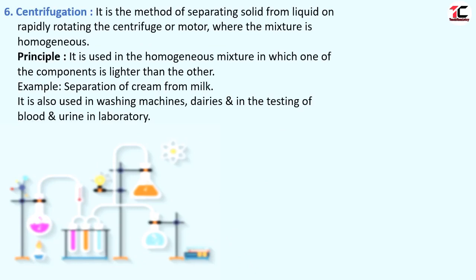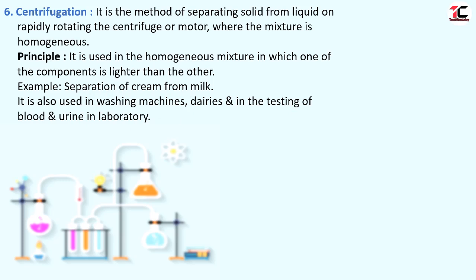Our next method is centrifugation. It is the method of separating solid from liquid on rapidly rotating the centrifuge or the motor or the churner where the mixture is homogeneous. So it is used for the homogeneous mixture in which one of the component is lighter than the other. For example, we can separate cream from milk. It is also used in washing machine, dairies and testing of blood and urine in the laboratory.